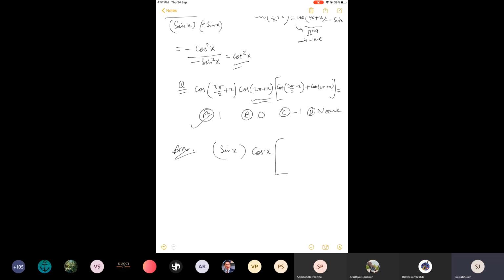Then cot of 270 minus x. Cot will change to tan x, and 270 minus means third quadrant, so cot will be positive. Finally, cot of 2 pi plus x will be cot x. Why? 2 pi is 360, an even multiple, so cot will remain cot only. The angle is x, the quadrant is first, and cot is positive. So a very limited concept of reduction is there.